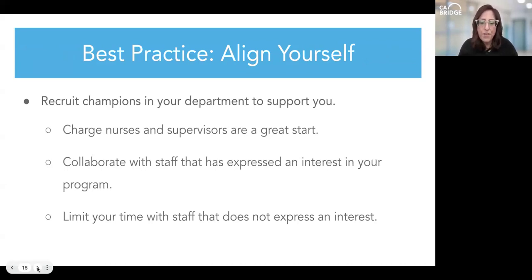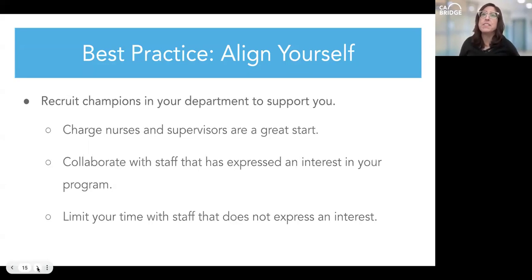Charge nurses and supervisors are always a great start. Collaborate with the staff that has expressed an interest in your program. Those are some key items for you to remember. Don't go after the naysayers. That's a waste of your time. You want your cheerleaders.